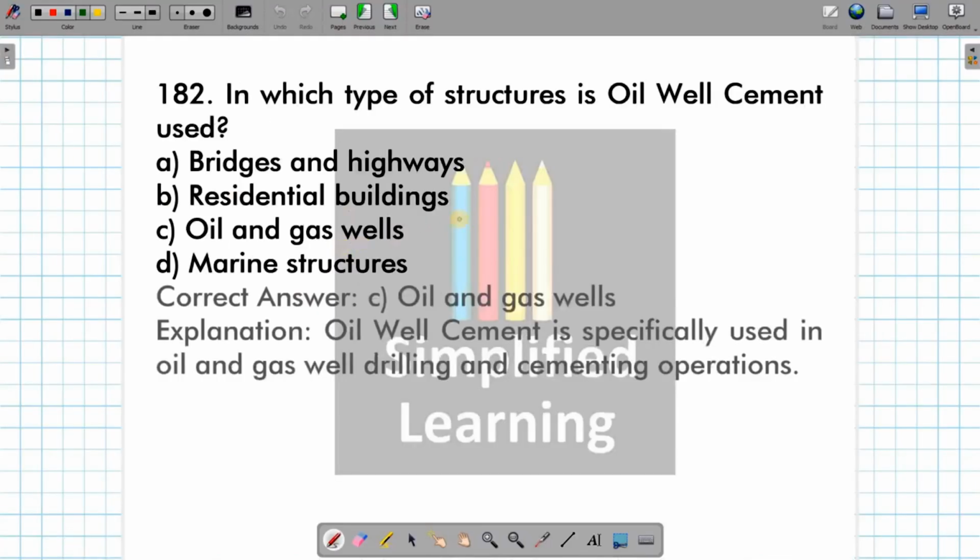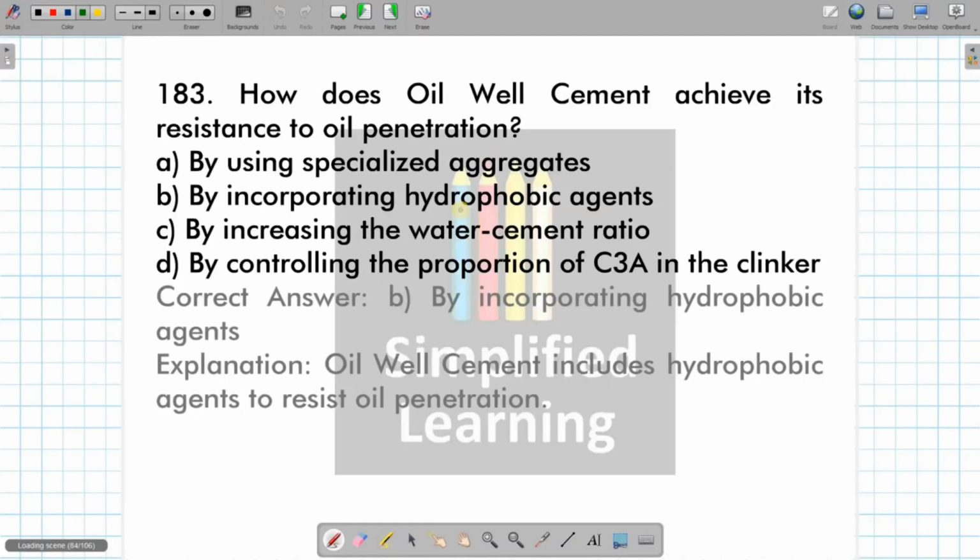Then in which type of structure is oil well cement used? This cannot be more obvious. The answer is oil and gas wells, where oil penetration is a possibility, so we use oil well cement. Oil well cement is going to resist the entry or seepage of oil inside the structure. Thus, it is called oil well cement.